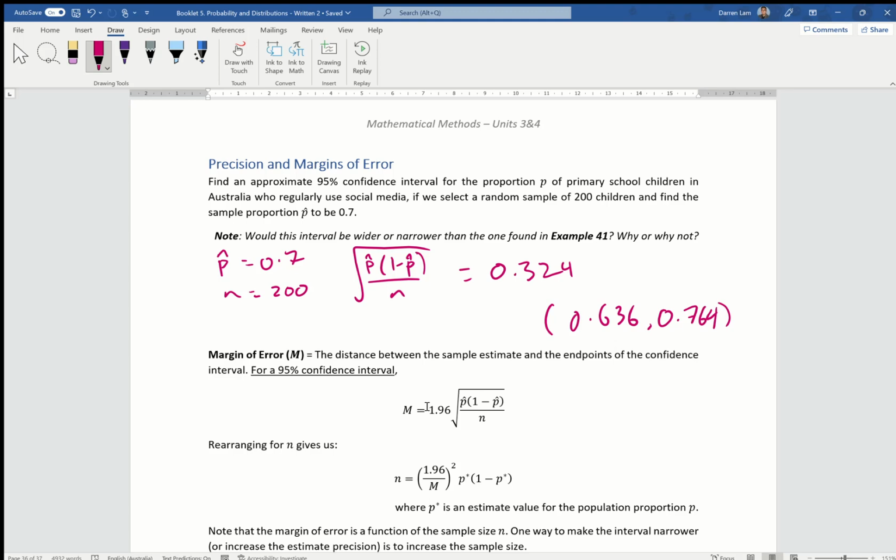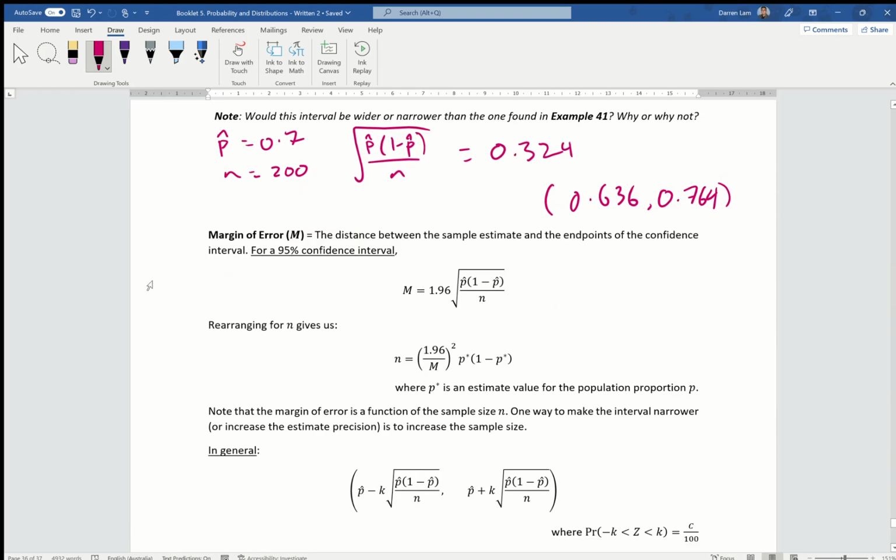So, our precision is directly linked to our margin of error. In order for something to be very precise, we need to have a very low margin of error. It's inversely proportional. So, margin of error, M, is defined as the distance between the sample estimate and the endpoints of a confidence interval. Now, I need you guys to either highlight or circle, whatever it is. Note that this is specifically for a 95% confidence interval. And the same thing applies for that second formula we get by rearranging for n.